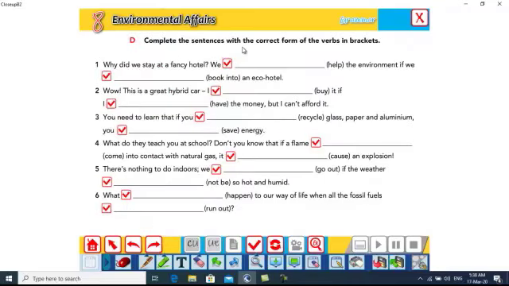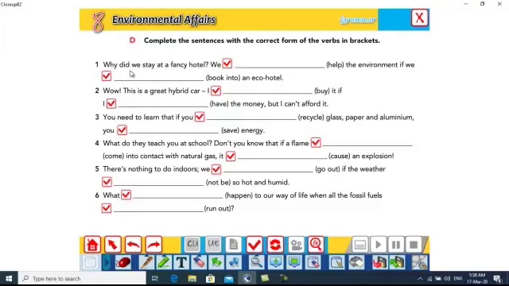Complete the sentence with the correct form of the verb in brackets. Why did we stay at a fancy hotel? We (help) the environment if we (stay) at an eco hotel. If you look at this sentence, you will find "why did we stay."